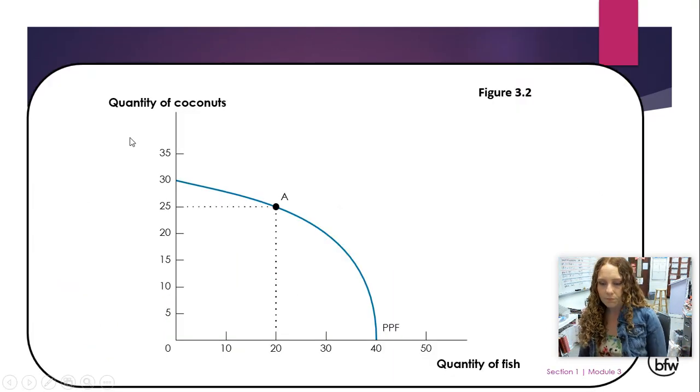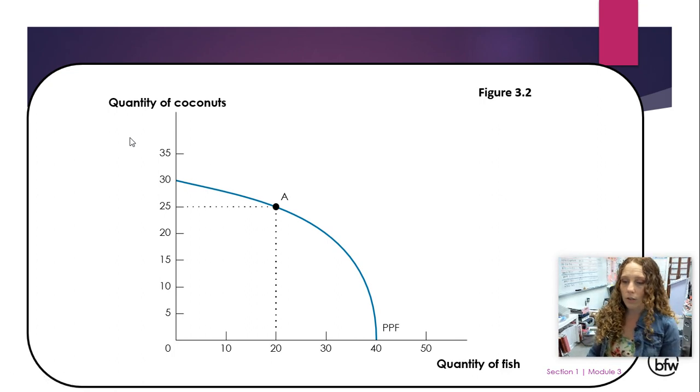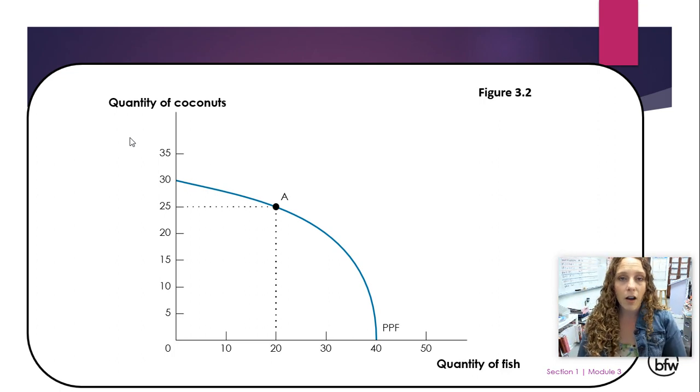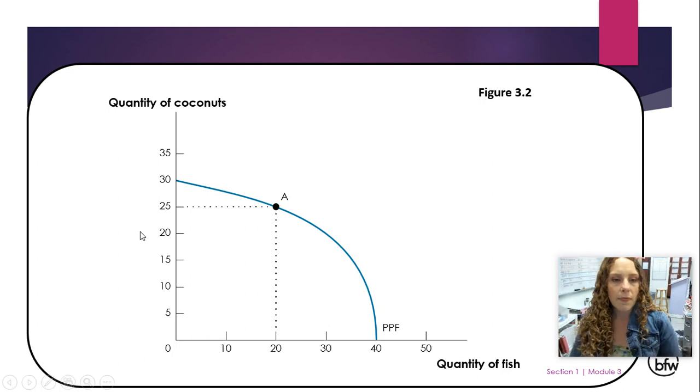Now let's see that again with some much better drawings than the ones that I just did. So this is going back to our coconuts and fish example, but this one is showing increasing opportunity costs. I know that it's showing increasing opportunity costs because of this bowed out shape like this. Now, let's say that we could be producing right here where we're producing 30 coconuts and 0 fish. Well, I don't want to do that. Let's say we're producing point A. Now that means that I'm producing 25 coconuts and I can catch 20 fish.